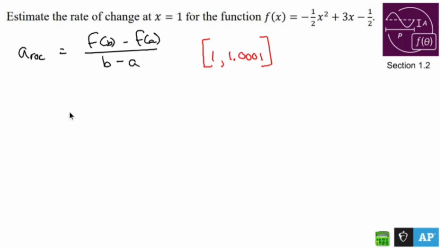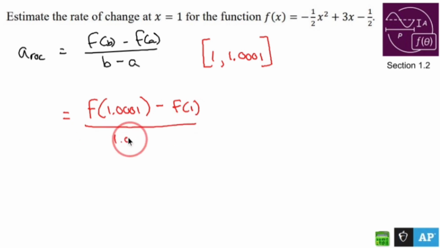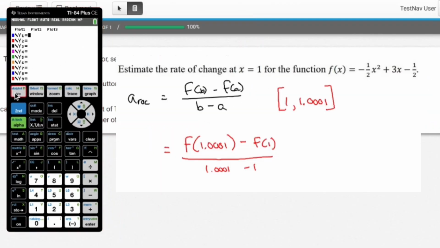So what I'm going to do is I'm going to run to my calculator. I'm going to find out f of 1.0001 minus f of 1 over 1.0001 minus 1. So let's take a step aside and do that. All right, so the way we're going to handle this is we're going to type in our function right into here.